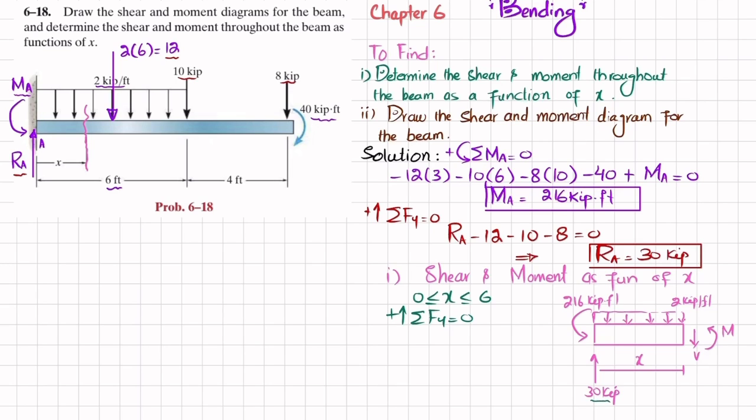So 30 which is acting upward, so 30 minus this V which is acting downward, and when you convert this uniformly distributed load into point load, 2 into length which is x, that will be acting downward, minus 2 into x will be equal to 0. So from here this shear force will be equal to 30 minus 2 into x, and the unit will be kip. Let this be equation number 1.